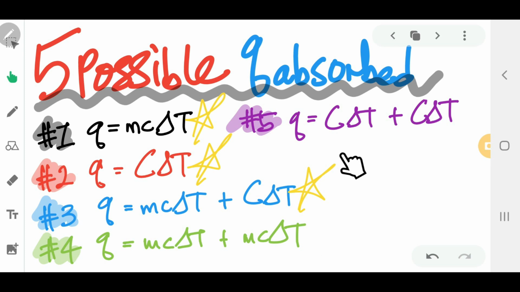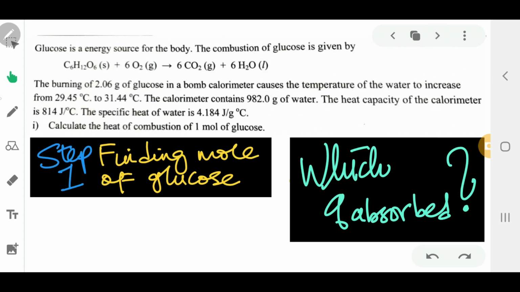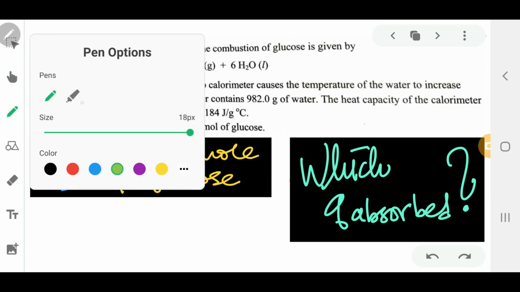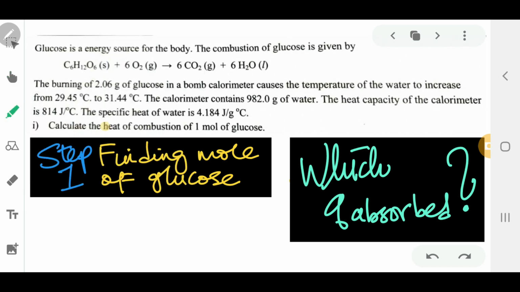So how do you identify which one will be used for a certain question? You have to read through the question, find out the information available, and use that information given by the question, and you should be able to identify which possibility you need to use. Now let's have a look at the first question. The question wants you to find the heat of combustion of glucose. So you need to find the heat of combustion for glucose.